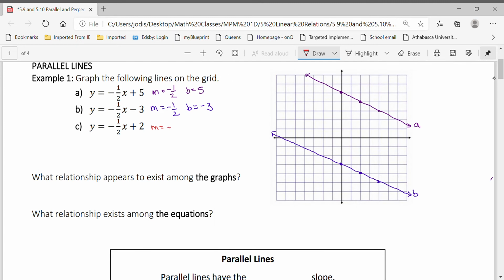Okay, and then one more for C. My slope is still -1/2, and my y-intercept this time is 2. So I've got 2 for my y-intercept, and then down 1 over 2 for my slope. Get a second dot. Okay, and that's C.